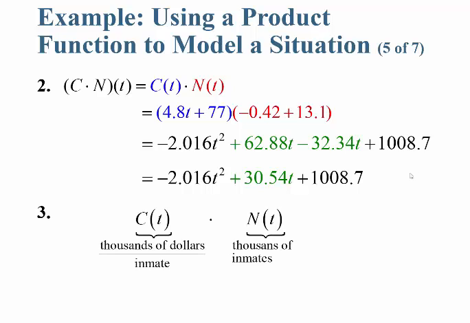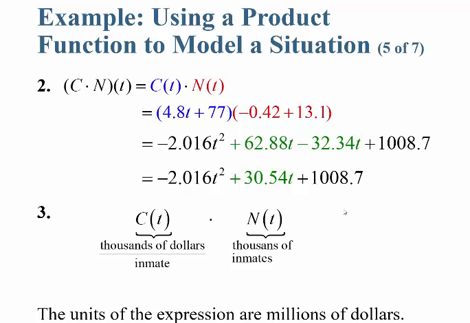Okay, the unit analysis of this, you have to be careful. It's thousands of dollars times thousands of inmates. So 1,000 times 1,000 gets you a million. So the units of the expression here are actually in millions of dollars. So when I get this answer, the answer is going to be in terms of millions.